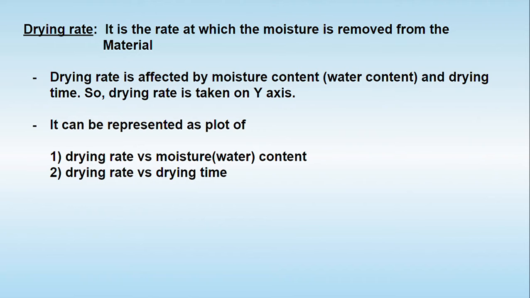Basically, the drying rate is affected by the moisture content or water content of the material and the drying time, because the drying rate is always dependent on both parameters. That's why, when we plot the drying rate curve, it represents either drying rate versus moisture content or drying rate versus drying time. We always take the drying rate on the y-axis because it's the dependent variable.